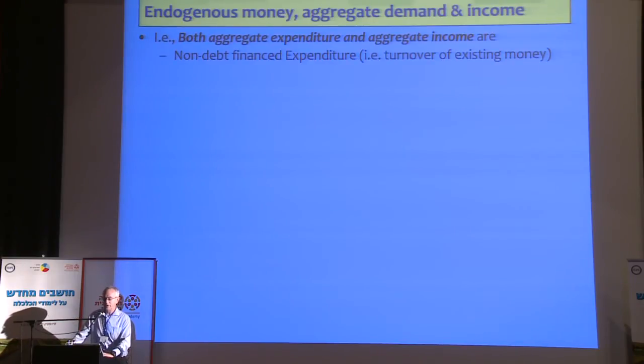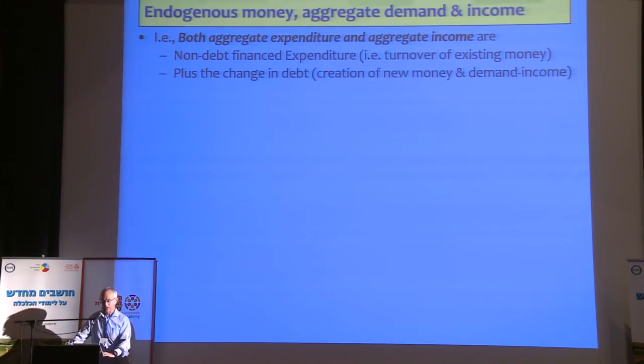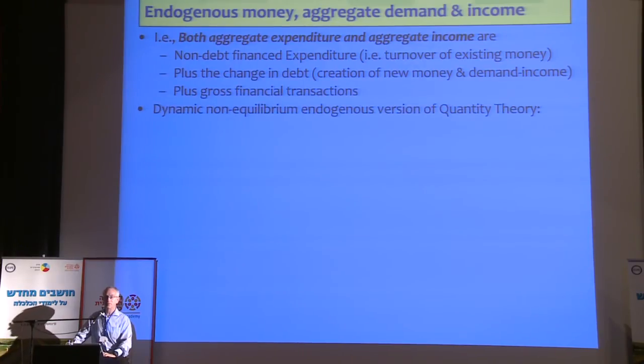So both aggregate expenditure and aggregate income are non-debt financed expenditure, which comes out of the turnover of existing money, which is all neoclassicals have in their models, if they have models of the monetary system at all, plus the change in debt, which both creates new money and demand at the same time because you borrow to spend, plus gross financial transactions. And that gives me what I'm calling a dynamic non-equilibrium version of the quantity theory of money.